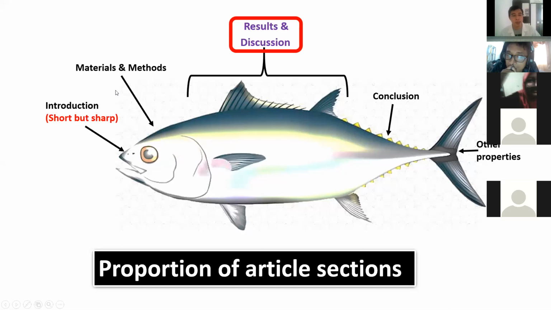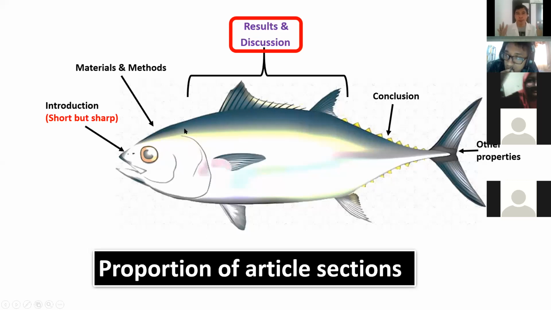Then followed by the next part, materials and methods. This will take a quite larger portion compared with introductions. Why? Because in materials and methods, you have to describe everything in detail: your research design, how you collect, I mean harvest, your data, your results, and how the data will be analyzed and presented. So those details should be described in materials and methods, and therefore the portion of materials and methods will also be bigger than introductions.